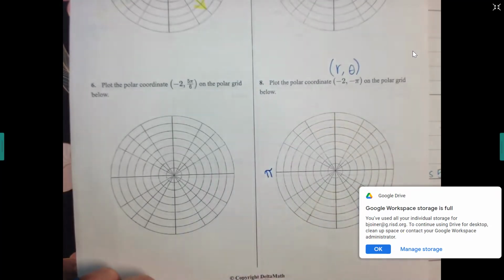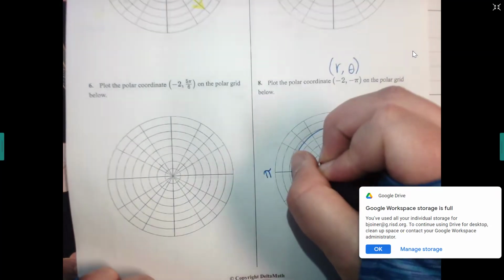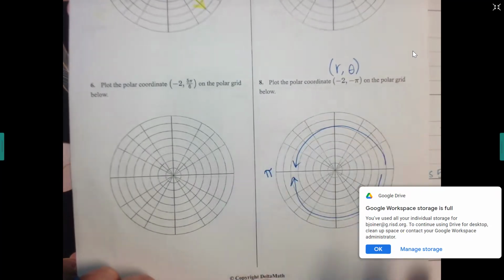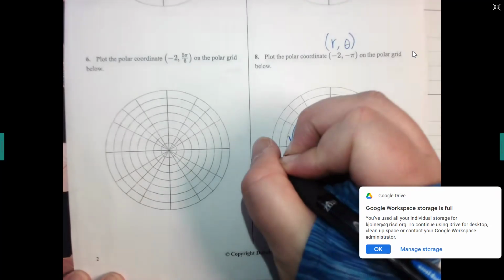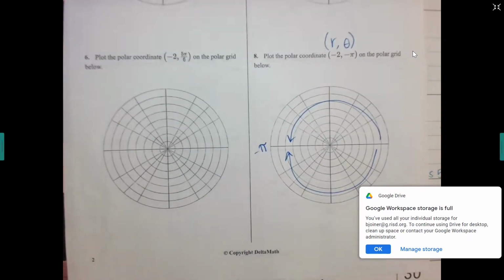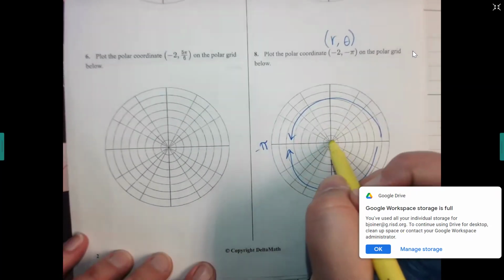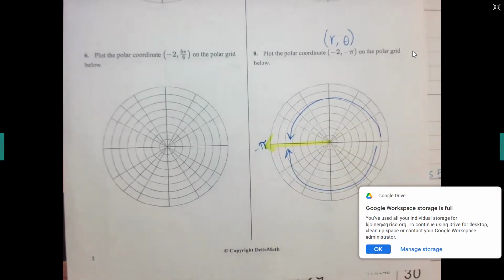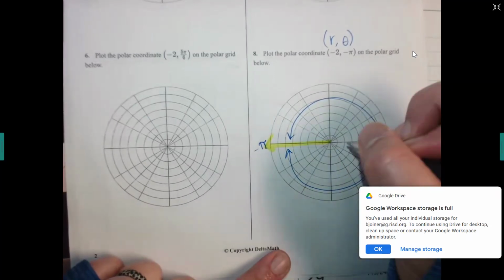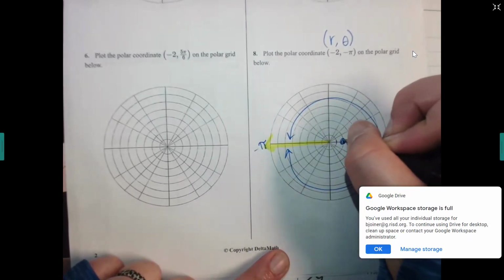Okay, so this is pi. And this is negative pi, because if you turn halfway around, you're gonna end up in the same spot either way. Okay, so I'm gonna label it with a minus pi, but really we know it's the same as pi. Then from there, my r is a negative 2. That means do I go towards it or away? So I'd go 1, 2 this way, place my dot right there.